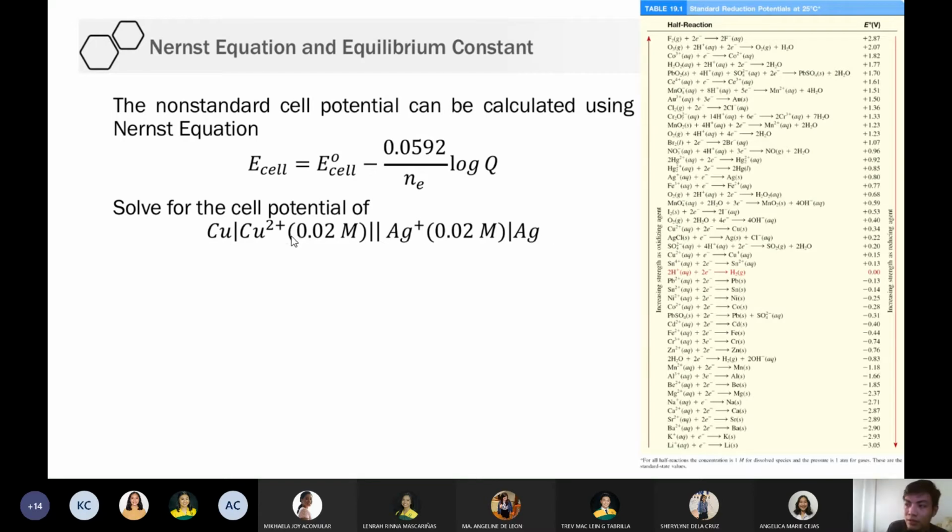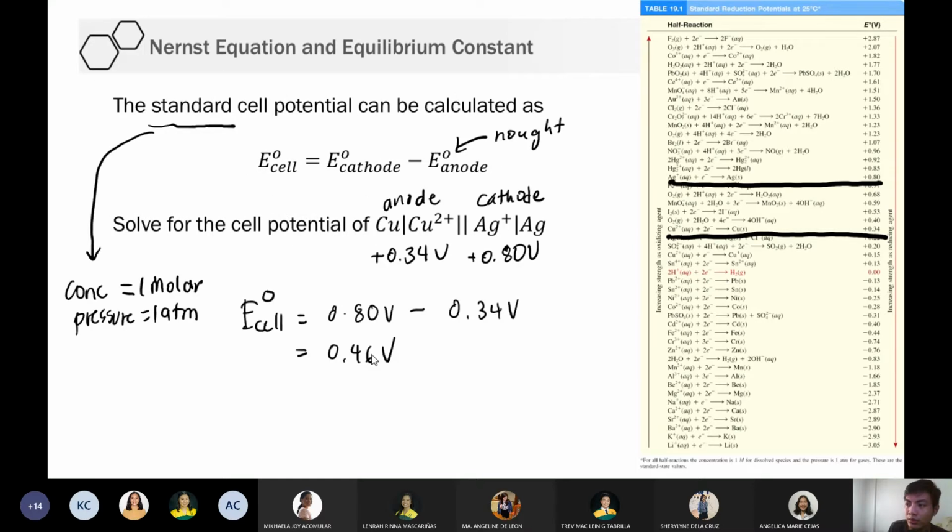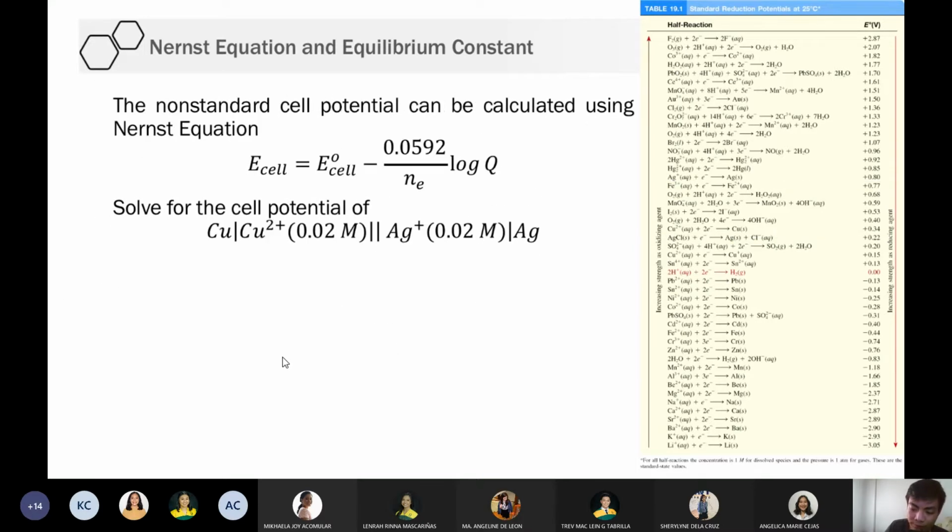Okay? As you can see, naka-indicate yung concentration ng ating ions. Copper 2 plus is 0.02 molar. Yung silver is 0.02 molar lang din. So, paano ko gagamitin to? Ganito. Do I know the E naught cell? Yes. Alam ko na yan. Nasolve ko na kanina. So, yung E naught cell dito is yung nasa table lang din. Okay. So, ito yon, 0.46.